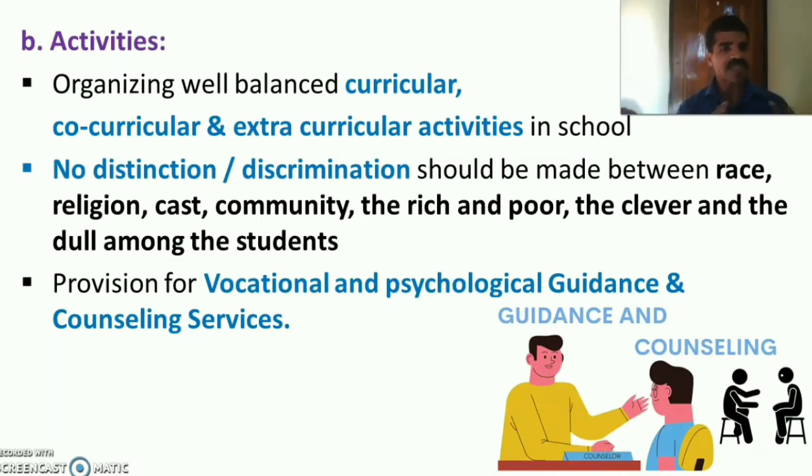No distinction or discrimination should be made on race, religion, caste, community, between the rich and the poor, between the clever and the dull among the students. Then there should be adequate provision for vocational and psychological guidance and counseling services in the school. Nowadays it is the need of the day to provide vocational and psychological guidance and counseling for the school children.